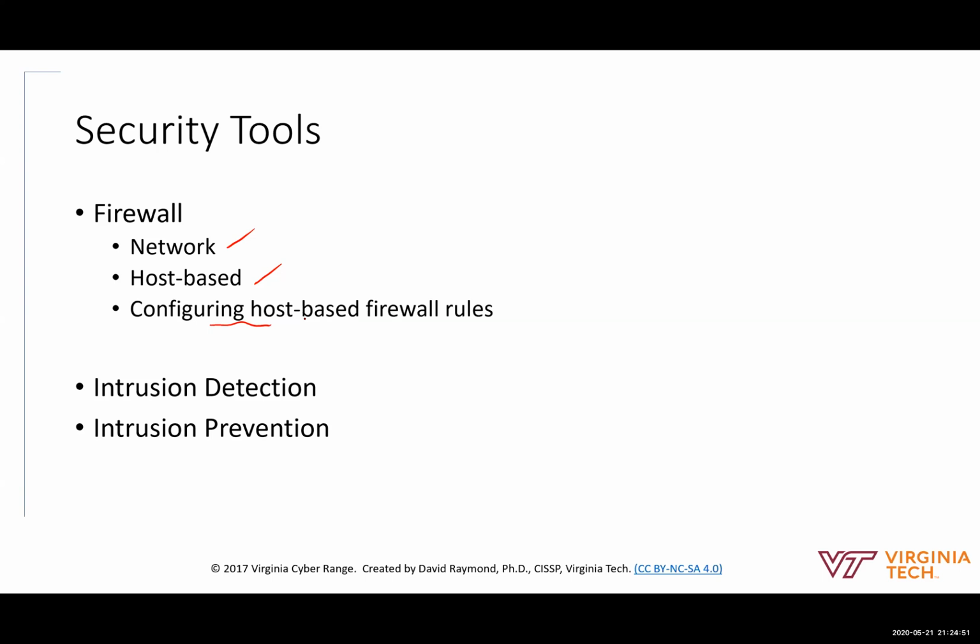This is something that, as a casual user, you probably wouldn't do very often, maybe never, but as an IT security person, this is something that you may need to know how to do. And then the other tools that we're going to look at are intrusion detection and intrusion prevention. We're not going to actually do any hands-on with those, but we'll talk about what they are and how they're used in a network.